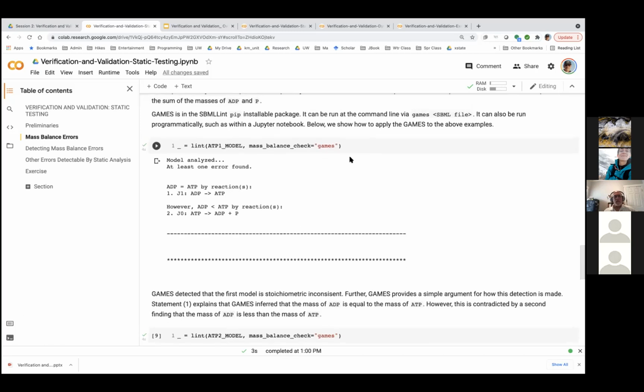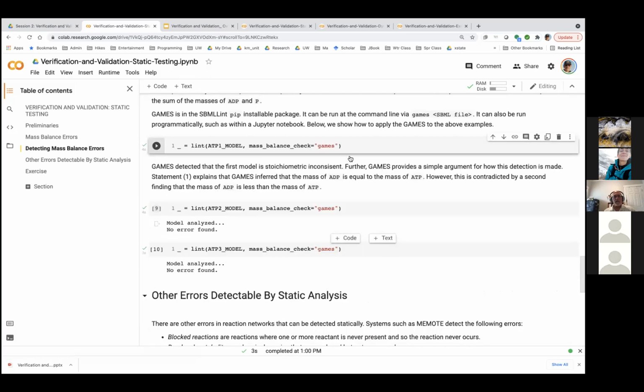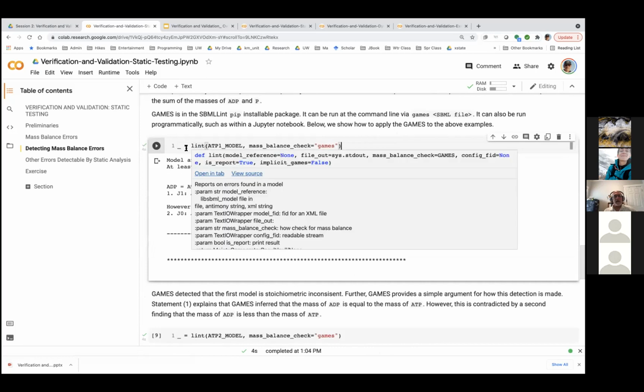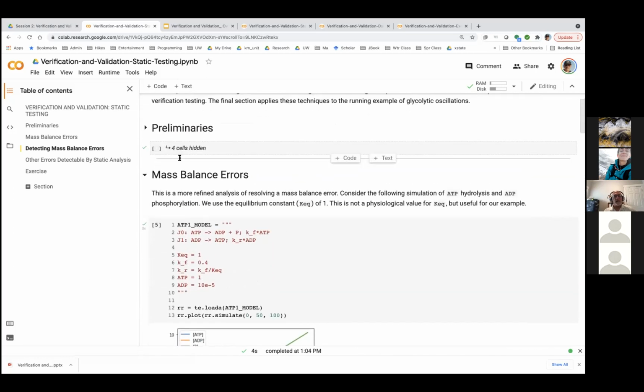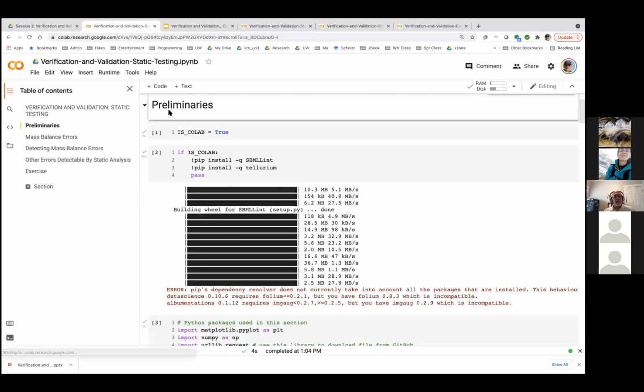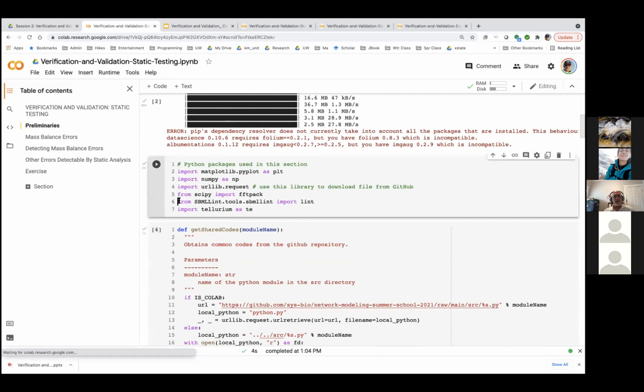And if you run, I can run this here. If I clear the output, you can actually see that it's run. If I run this here, SBML lint, actually I should show you where that comes from. Let me show that, because that's from the SBML lint package. If we look at the import there, I usually find it's easier to just import the particular tool you want. So that's where this comes from.